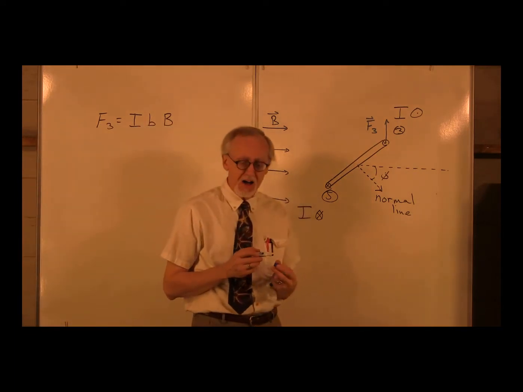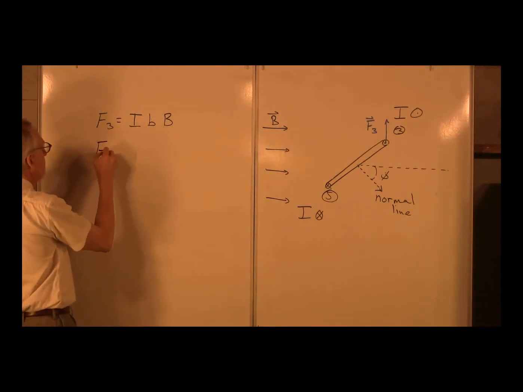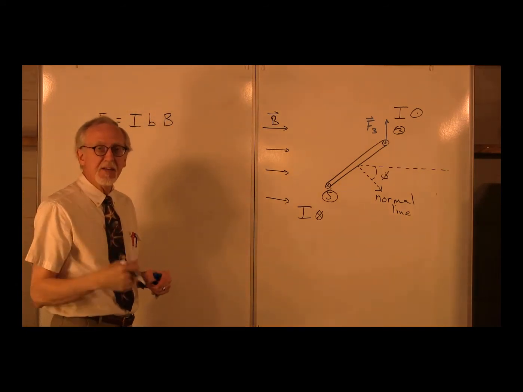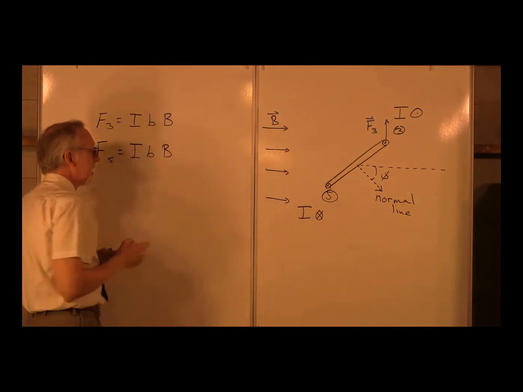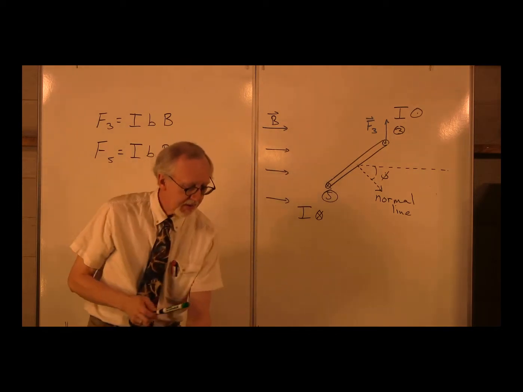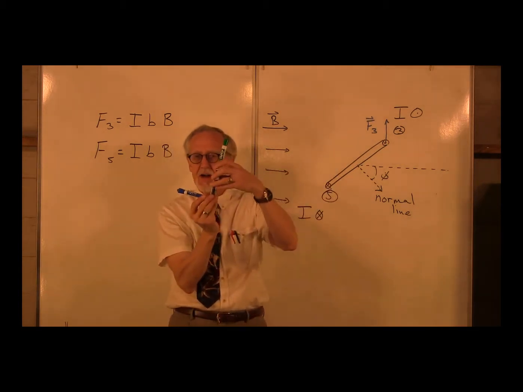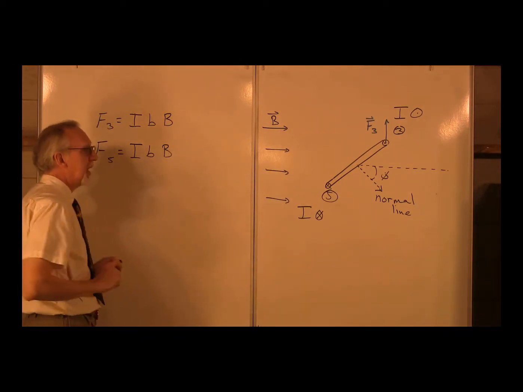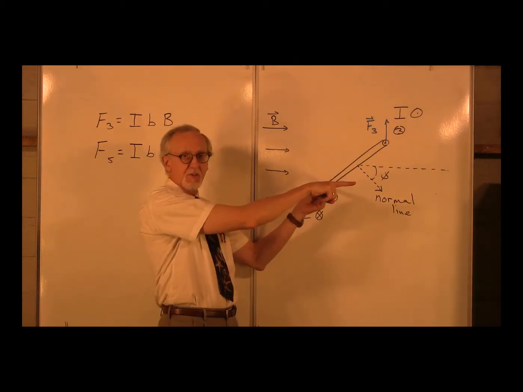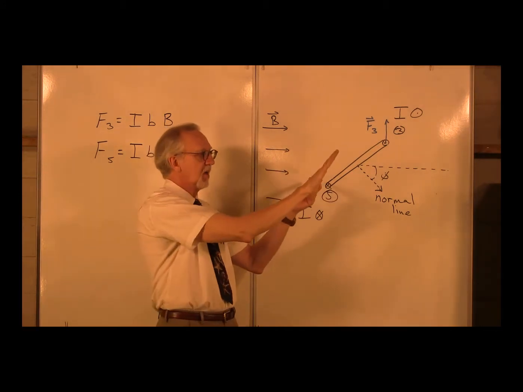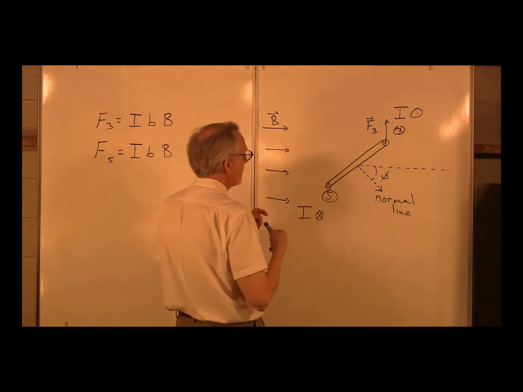What about F5? Again, what's the magnitude? The magnitude of the force F5 is ILB sine theta. Again, I, L, little b, big B, magnetic field, sine theta. What is theta in this case? Well, the current is now into the page, B is that way, again, 90 degrees. Sine of 90 is 1. What's the direction of the force? The current is into the page, the magnetic field is to the right, I cross B, the force is downward. So the force on section 5 is down.